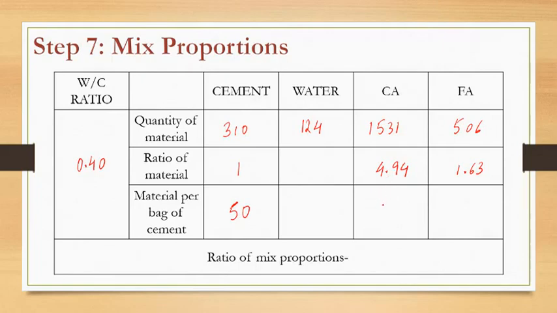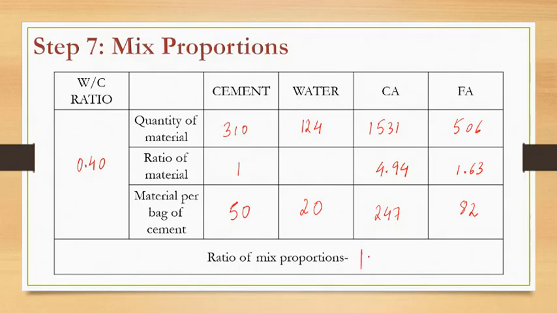So 4.94 into 50, we get 247, and fine aggregate, 1.63 into 50, we get 82. Also, how do we find the water for one bag of cement? Our water cement ratio is given as 0.4, so if we multiply the water cement ratio by 50, we get the quantity of water required for one bag of cement, which is equal to 20. The ratio of mix proportions is cement is to fine aggregate is to coarse aggregate.